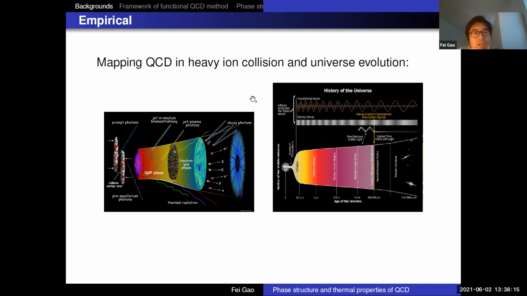This QCD phase structure can directly map into generally two scenarios. One is the heavy ion collision, and the other one is the universe evolution. Both of these processes cross the QCD phase transition. So these two scenarios are very good places to study QCD, and also the QCD theory will give some results for the experiments on these two scenarios.